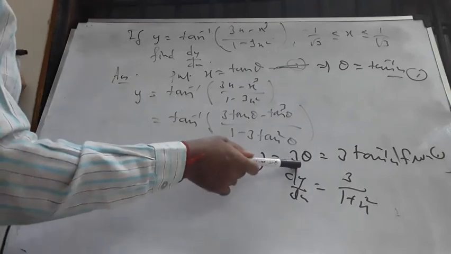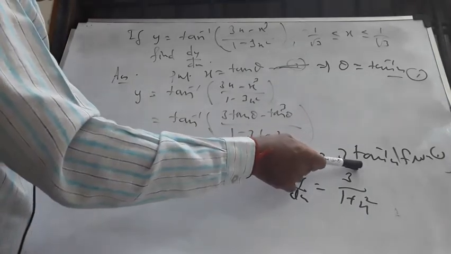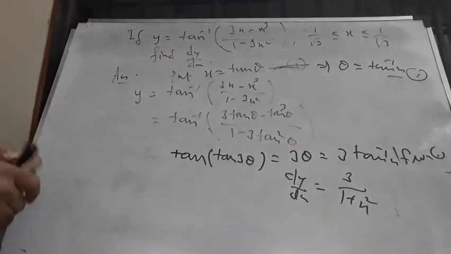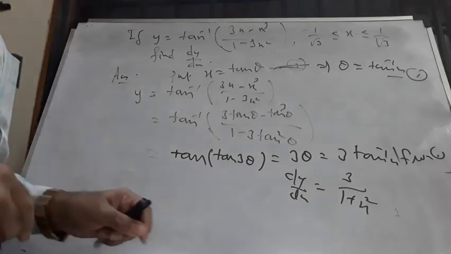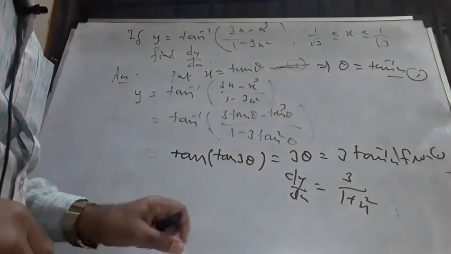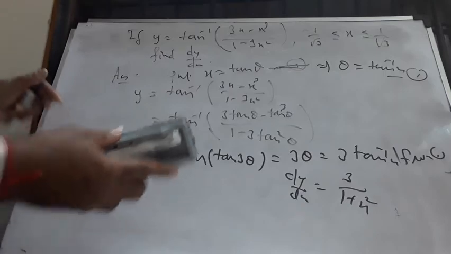Therefore, this will get reduced to 3 theta. Therefore, this is 3 tan inverse x. Therefore, the derivative becomes 3 by 1 plus x square.